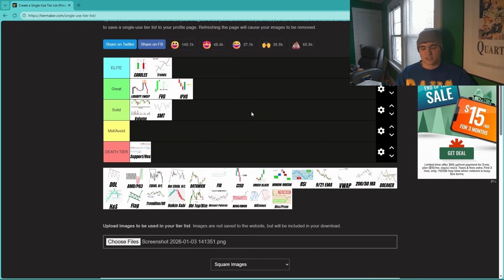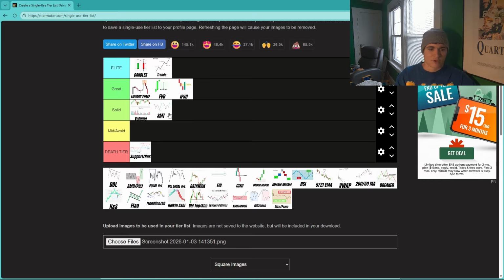Now, SMTs are solid. For those of you who don't know what an SMT is, it's basically a divergence between two correlating assets. So take ES and NQ, aka the NASDAQ and S&P 500. They usually correlate. Now, sometimes you'll see one makes a lower low and the other makes a higher low, right? And that can be a good signal to long, but only in certain circumstances.